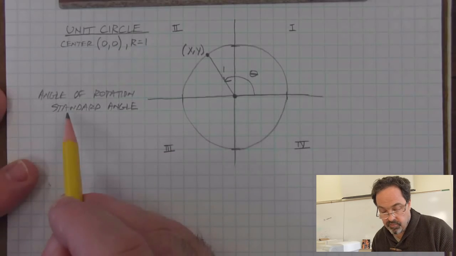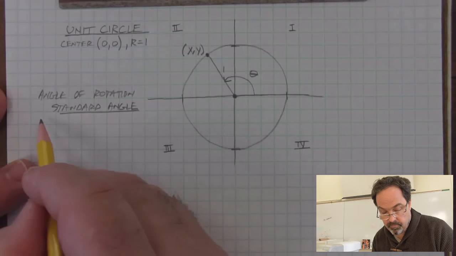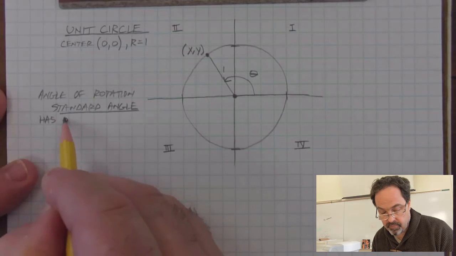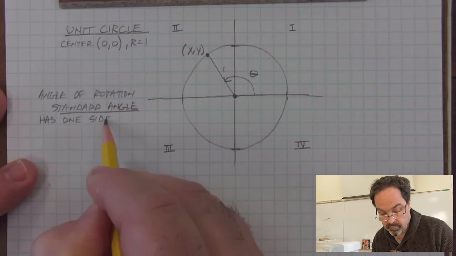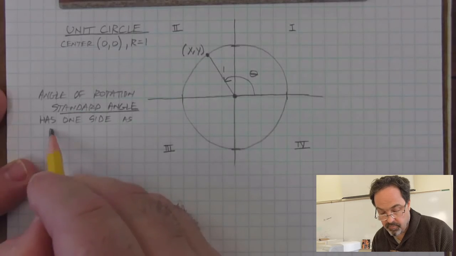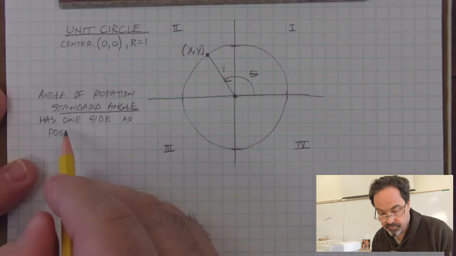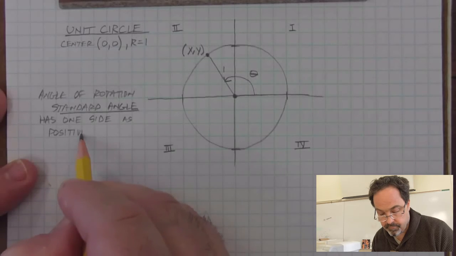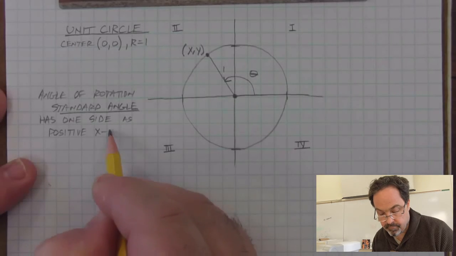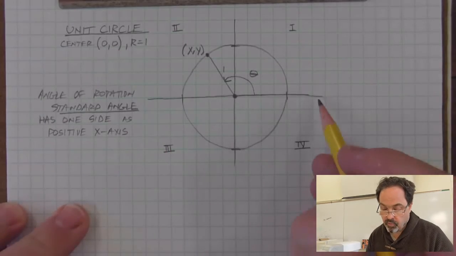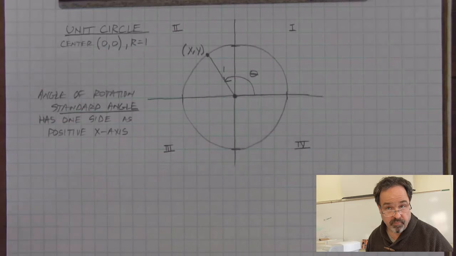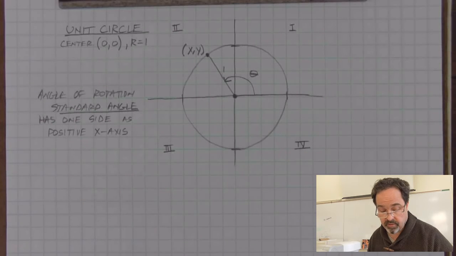An angle of rotation, or what we call a standard angle, has one side as the positive x-axis. Rotation can be positive or negative. We can rotate in the positive or negative direction.